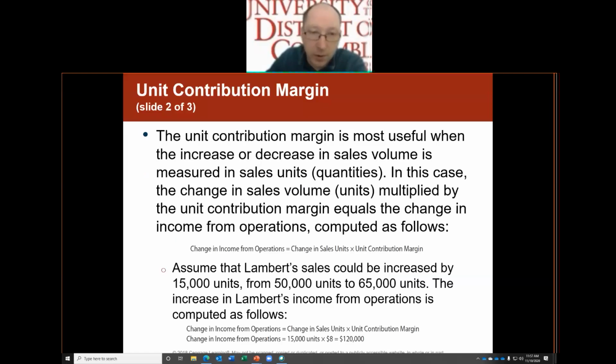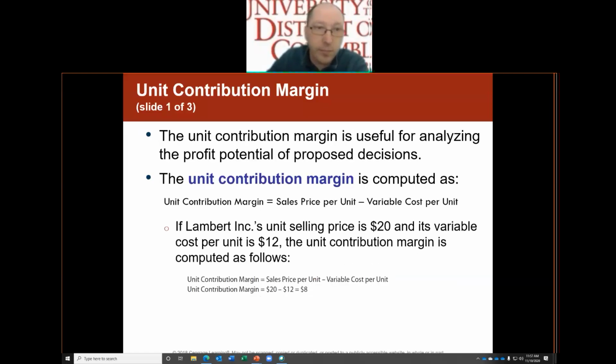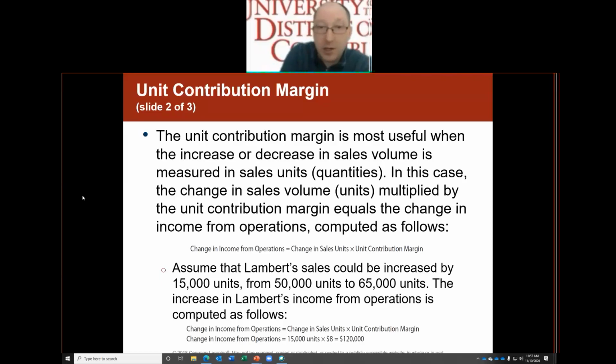Oh, sorry. I went too fast. The unit contribution margin is very useful when the increase or decrease in sales volume is measured in sales units. In this case, the change in sales volume, which again, the word volume means units, is multiplied by the unit contribution margin and is equal to the change in the income from operations. So what we do here is we take the change in sales units times the contribution margin.